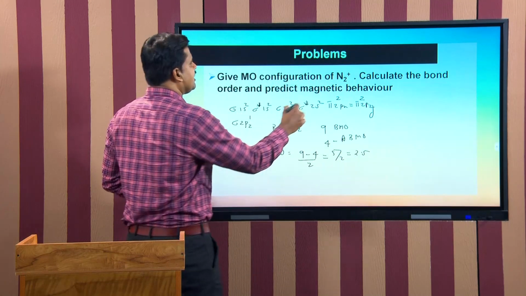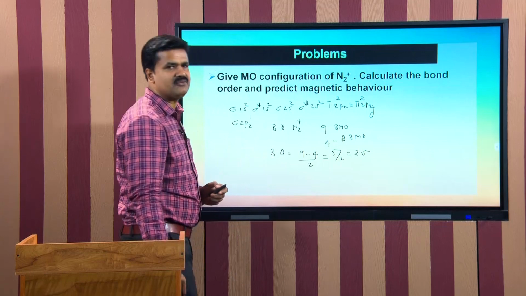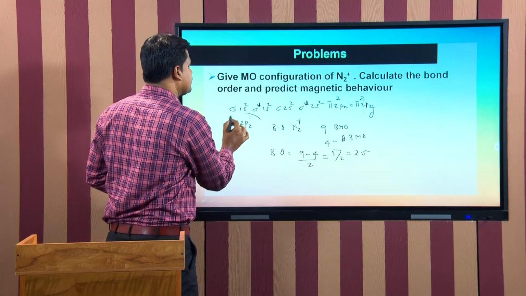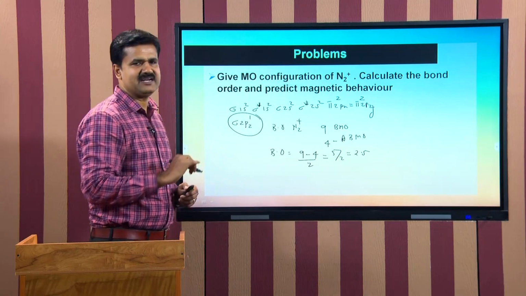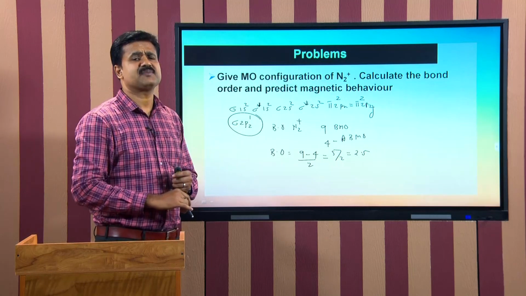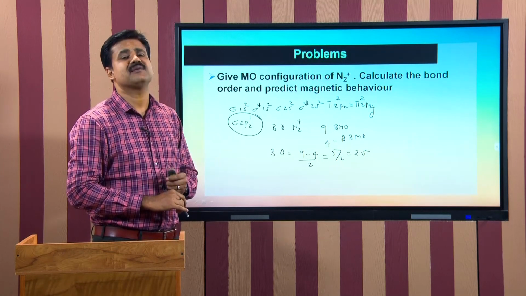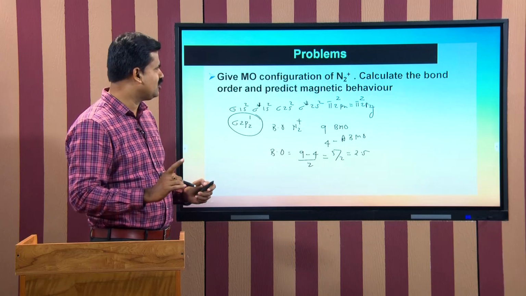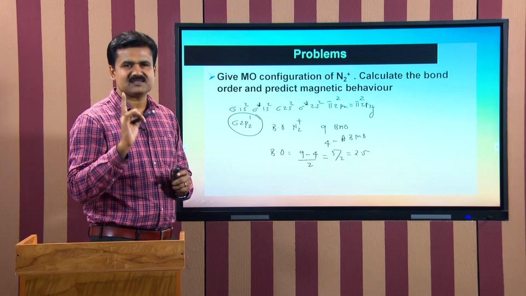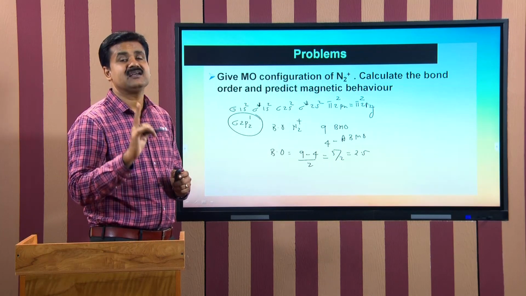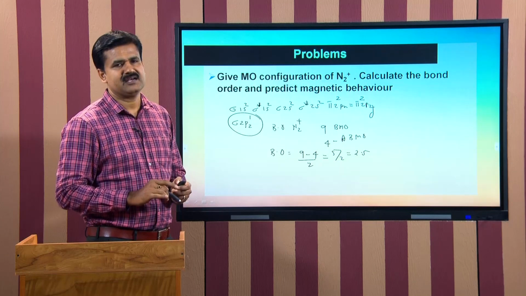Now we have to predict the magnetic behavior of N2 plus. In N2 plus, you can see the presence of one unpaired electron, which is present in the sigma 2pz orbital. So the N2 plus molecule is paramagnetic, but N2 is diamagnetic.